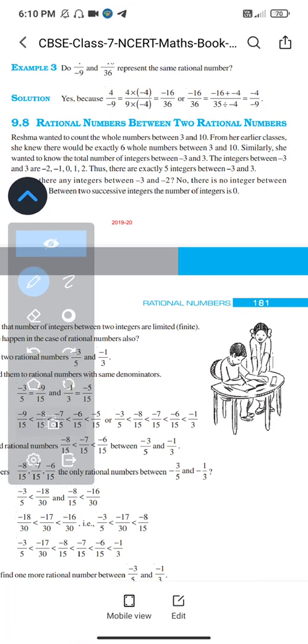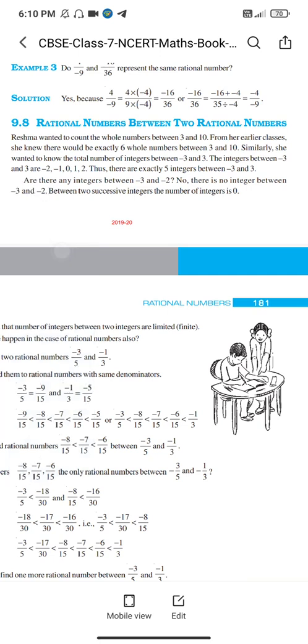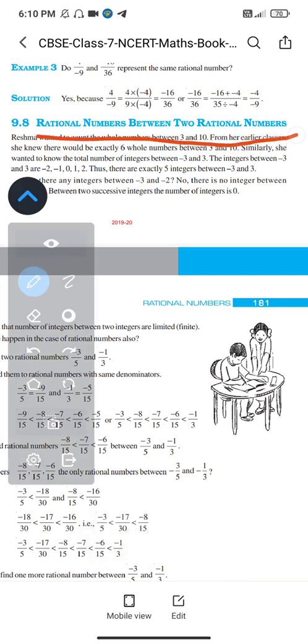Hi students, in this video we are going to study finding rational numbers between two rational numbers. This is a very important topic that you can get questions on in class 7, 8, 9, even 10th also. So what does it mean? What does finding rational numbers between two rational numbers mean? You understand students, between every two numbers there are many numbers.